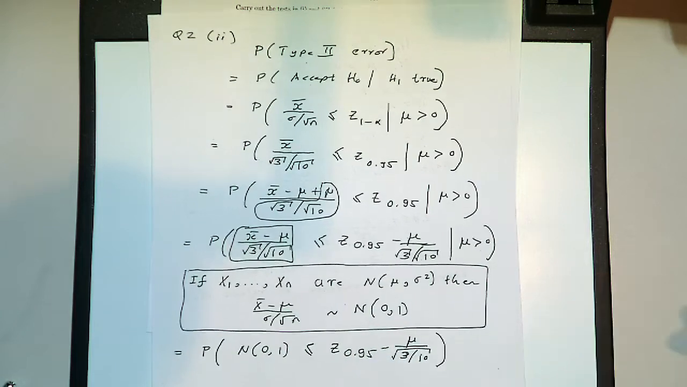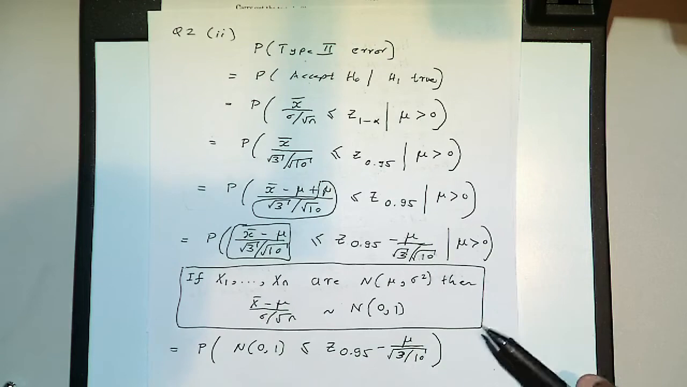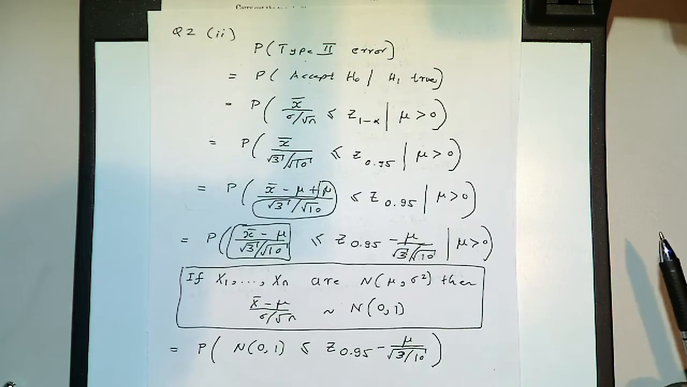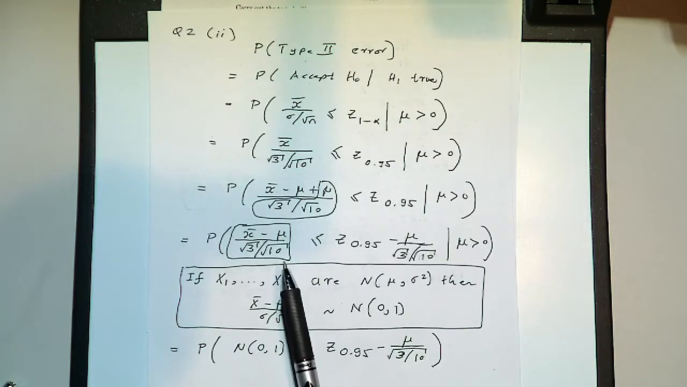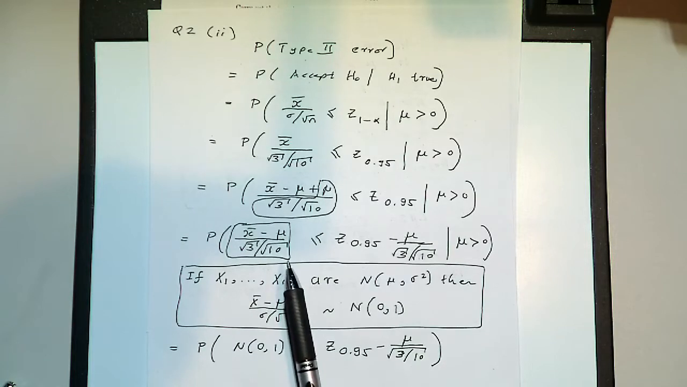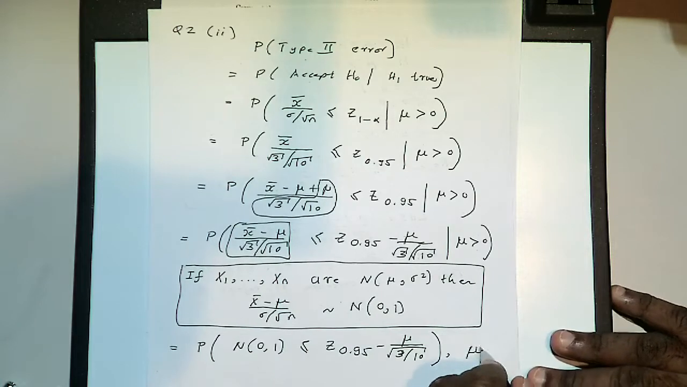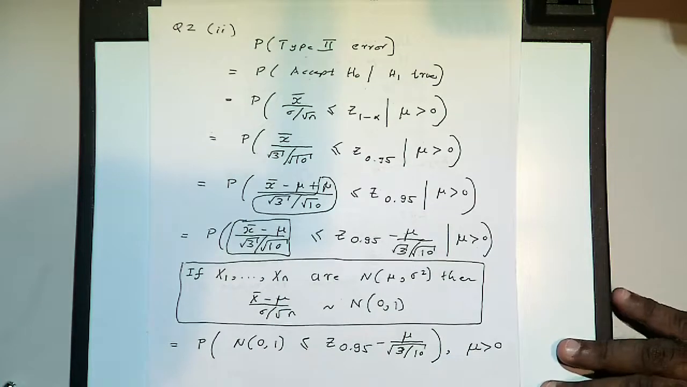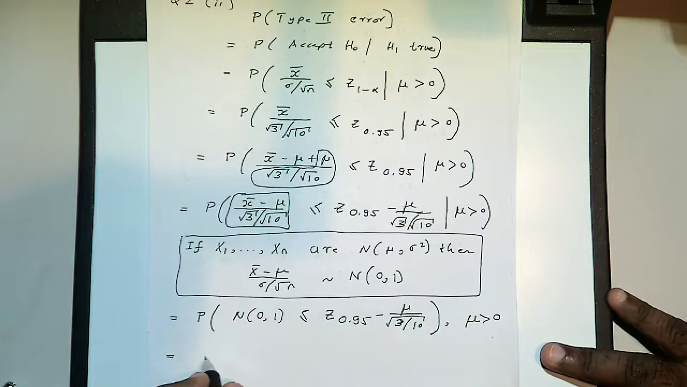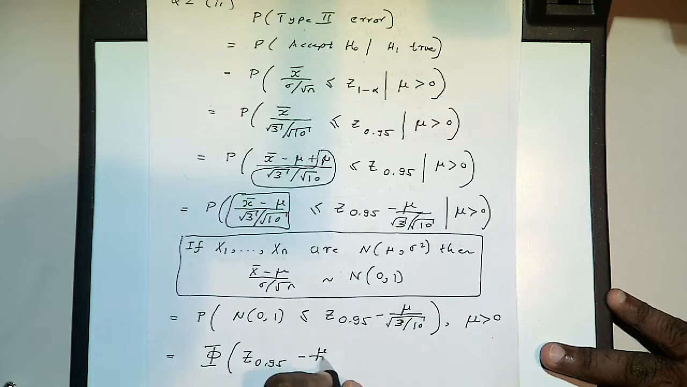Okay. Now as you can see, I removed the conditioning here because the conditioning is used to argue that this guy here has a standard normal distribution. So we don't need the conditioning anymore, right? We used it already. But if you like, you can leave the conditioning outside and say mu is greater than 0, right? Okay. So now this is phi at z 0.95 divided by mu divided by 3/10.